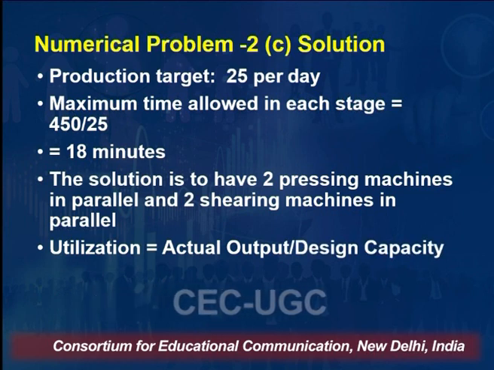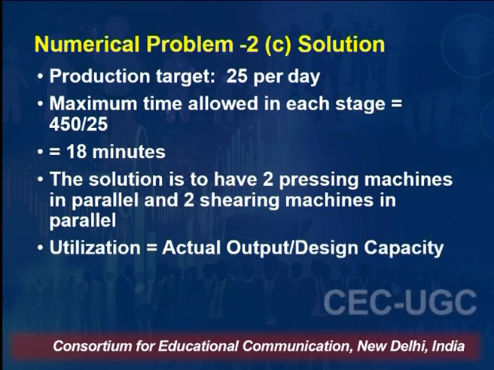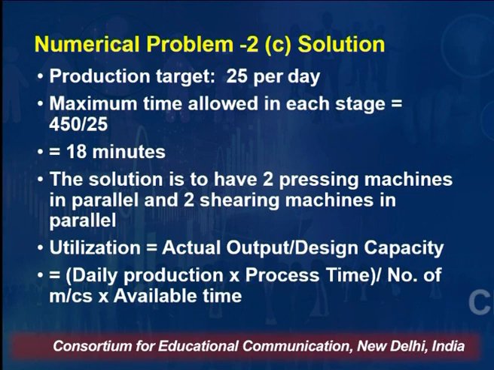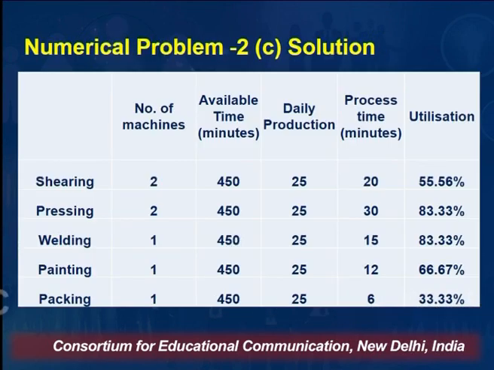The utilization formula is actual output upon design capacity, or we can say daily production into process time divided by number of machines into available time. If we see the chart, we will see the utilization of each of these machines. Here the utilization of shearing is 55%, 83%, etc. So this is how we calculate all these things.